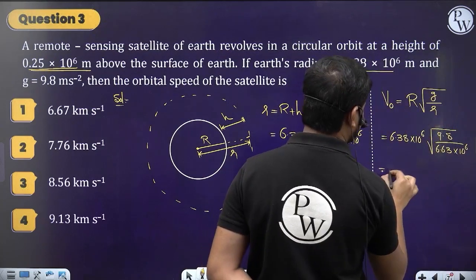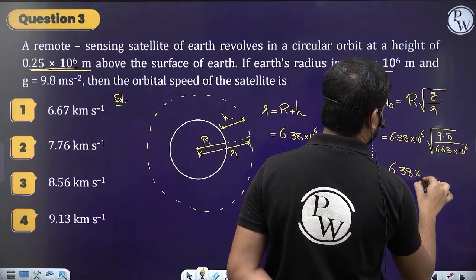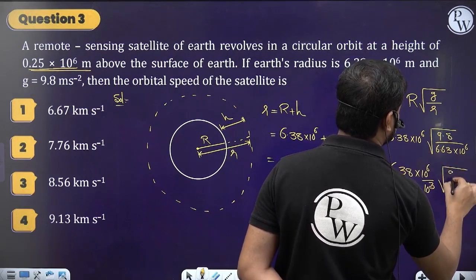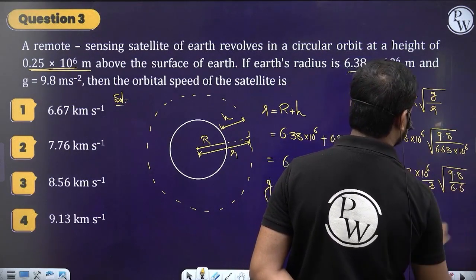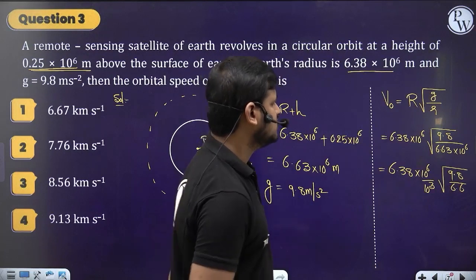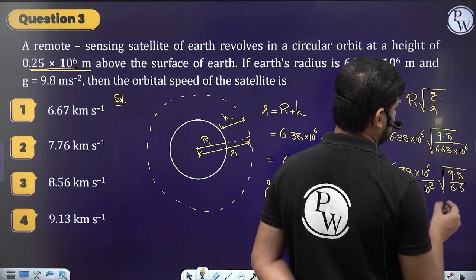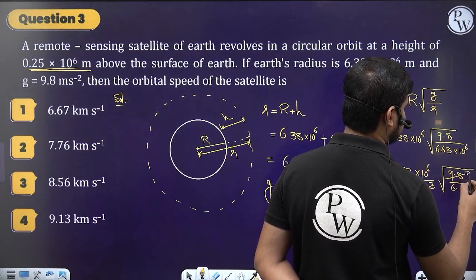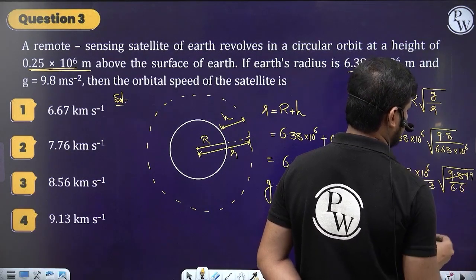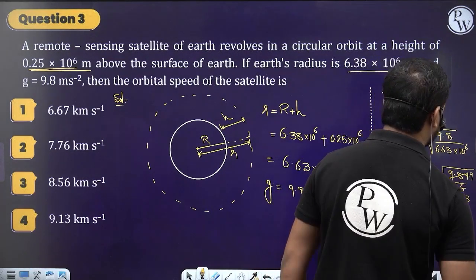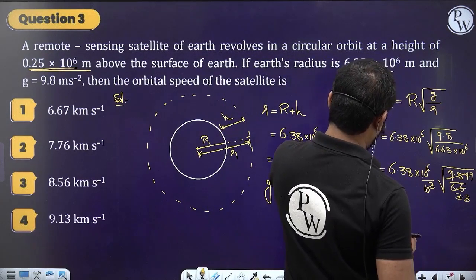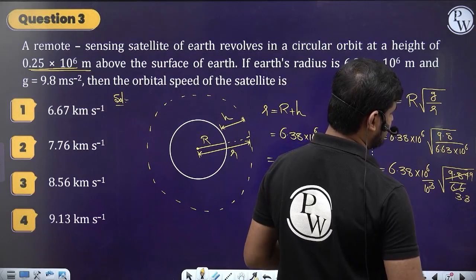You can bring this 10 to the power 6 outside. So 6.38 into 10 to the power 6 by 10 to the power 3, I am bringing it out. And root of 9.8 by 6.6, let's write. In which table does it go? 3 table, let's write. 3 threes are... no. It goes in the 2 table, 4.9 by 3.3, which is nothing but 49 by 33. We can write it as 11 fours are 44, 11 threes are 33, so 49 by 33 is 1 point something.